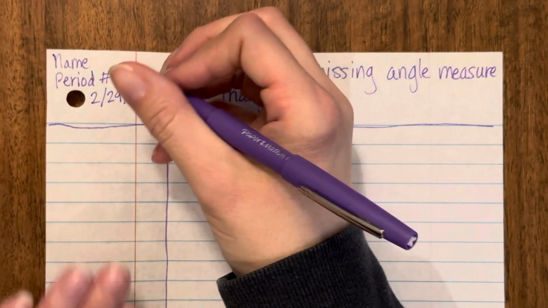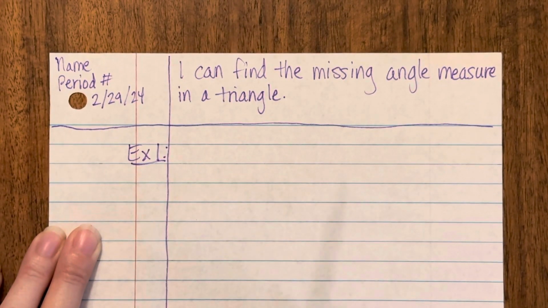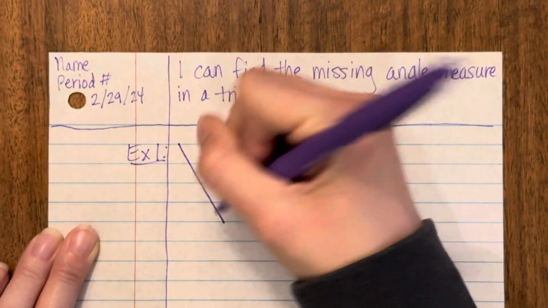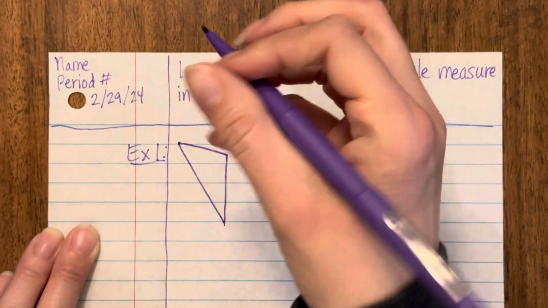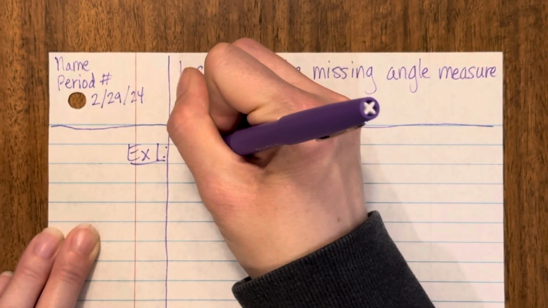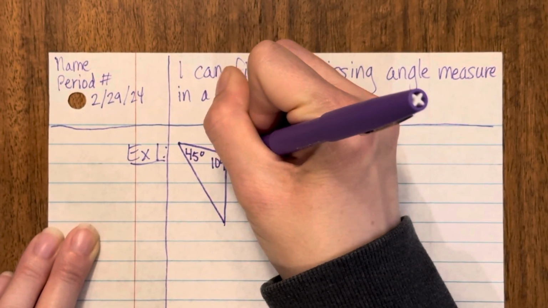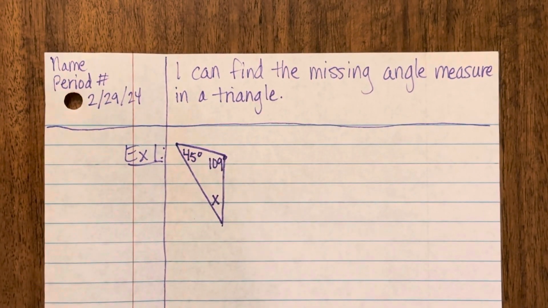All right, so here's our first example. And we already have, we're not going to define the triangle sum theorem on here because you already have it on your vocabulary sheet. But we want to know the missing angle in this triangle. Let me draw it out. Okay, so we have 45 degrees right here, 109 degrees here, and X here. Well, the triangle sum theorem said that we add them all up and it should equal 180 degrees. So let's go ahead and do that.